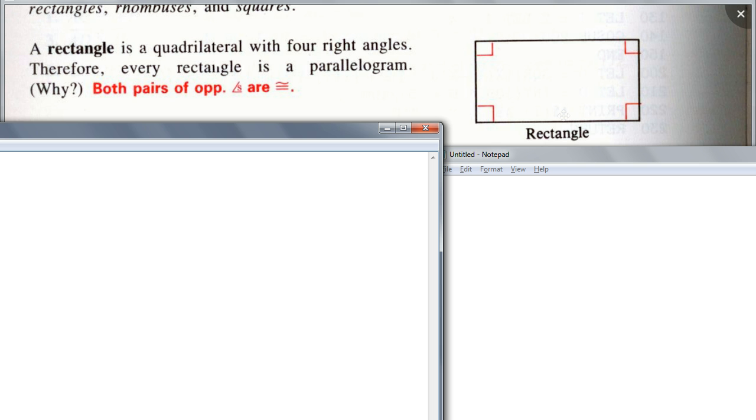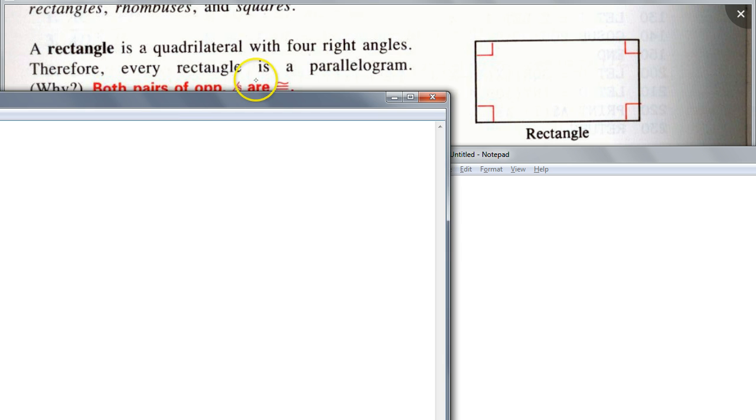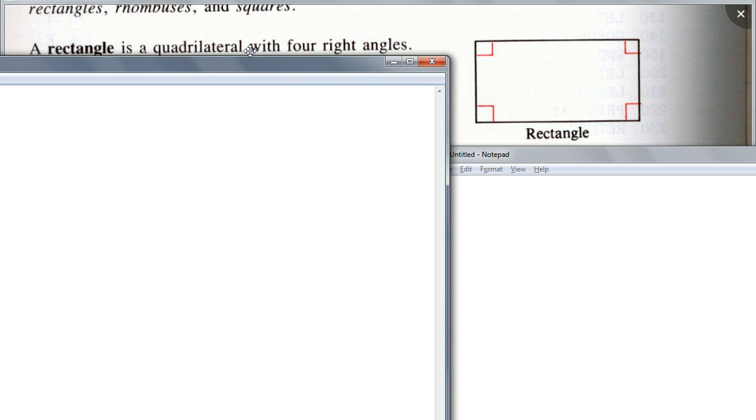Wait, why is it opposite sides up there? Because we know that a rectangle is a parallelogram. I don't have to write all that stuff right now. Right now, I am just defining what a rectangle is. That's the definition of a rectangle. And the second question I asked is, why is this rectangle a parallelogram?